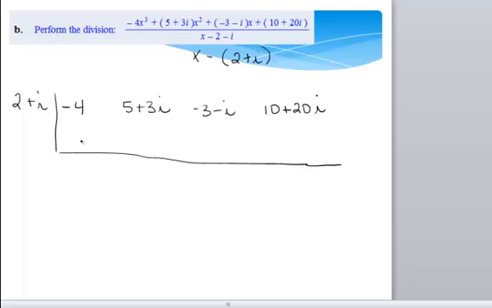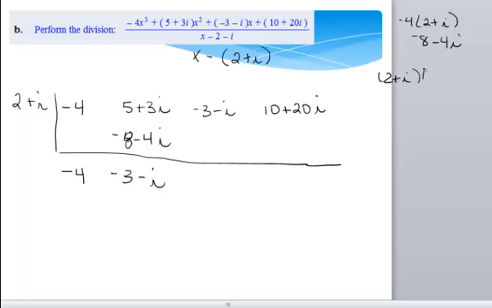So now remember your rules for synthetic division. You bring the first one down and you multiply. -4 times 2 plus i would give you -8 minus 4i. Now we add. Remember, add the real parts, add the imaginary parts. So -3 minus i. Then we multiply.